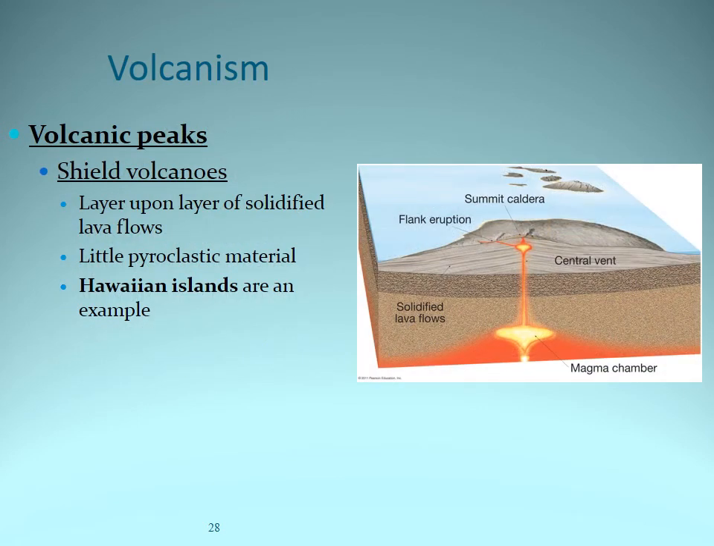So let's start talking about volcanic types. Because the magma and the lava that spew out of the volcanoes are different from one volcano to another, we get different types of volcanoes, and the shapes of volcanoes can be different. If we have a shield volcano, which is what we have in the Big Island of Hawaii, we don't have large volcanic peaks. We can get relatively flat volcanoes.